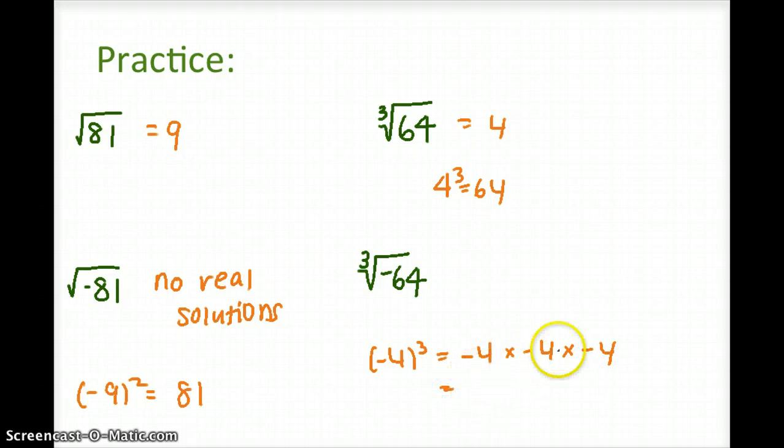You have 3 negative values, so the answer is also going to be negative, because these negative signs might cancel out, but then you're left with one last negative sign. So 4 times 4 times 4 is 64. So this is going to be negative 4.